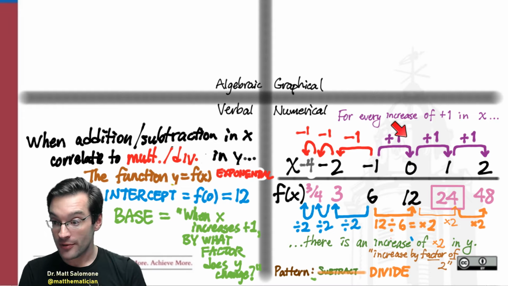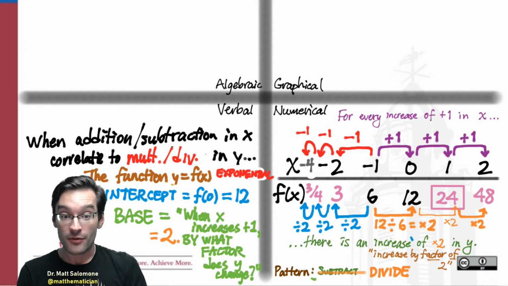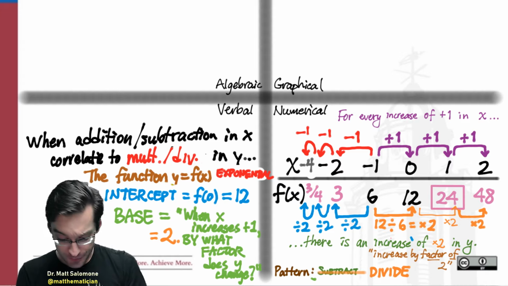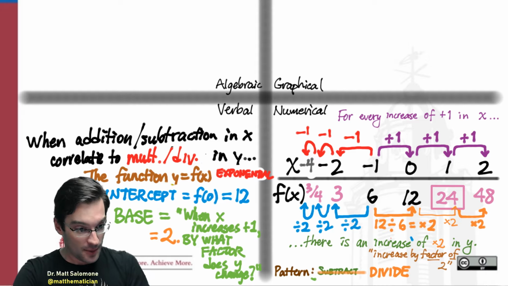And in this example, every time x is increased by 1, y, or f of x, is being increased by a factor of 2. So in our exponential equation that we're working on now, the base is equal to 2. So the intercept is 12 and the base is 2.